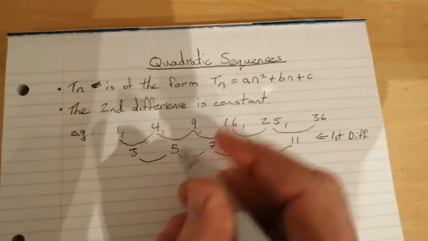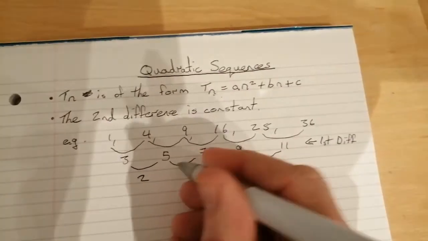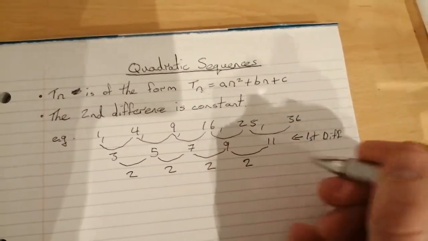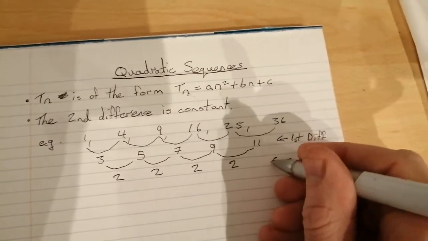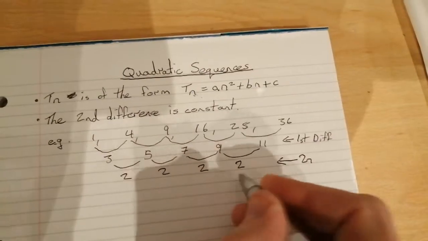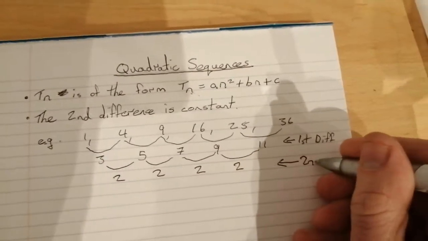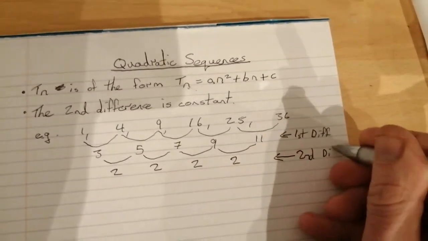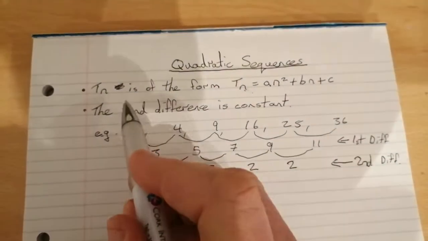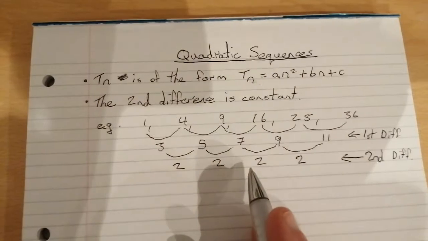And we notice 3 going up to 5 is going up by 2. 5 to 7, 2. 7 to 9, 2. 9 to 11, 2. We can say definitely that the second difference in this case is constant, isn't it? The second difference is always 2. So in that case, this is definitely a quadratic, because in quadratic sequences, the second difference is always constant.